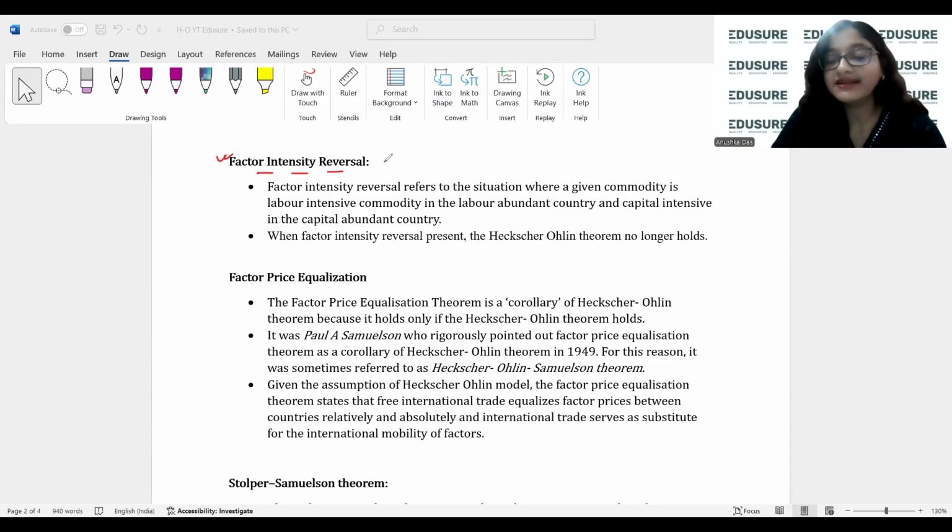So, what is factor intensity reversal? Factor intensity reversal is a violation of the Heckscher-Ohlin model. Every subsequent topic that we do will be associated with the Heckscher-Ohlin model, and we will see what the corollaries are, what the violations are, and some other theorems that we will derive. So factor intensity reversal is a violation of one of the assumptions of the Heckscher-Ohlin model.